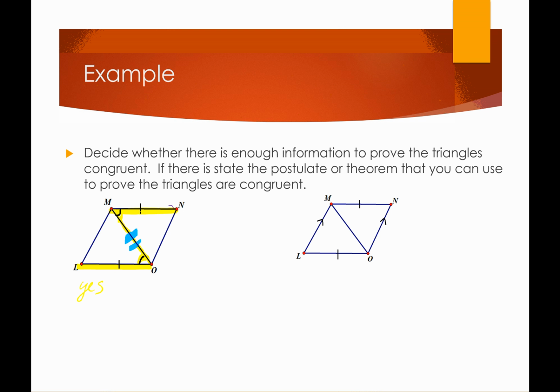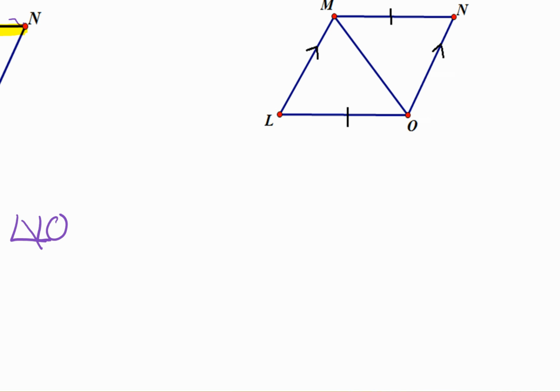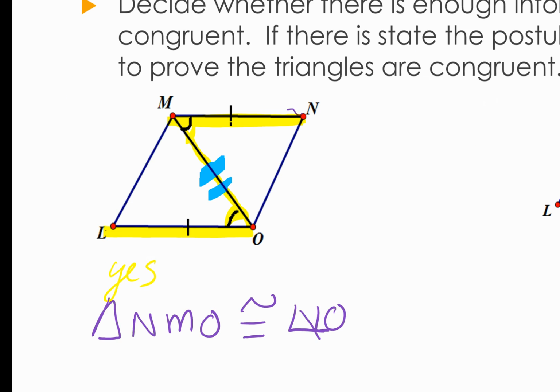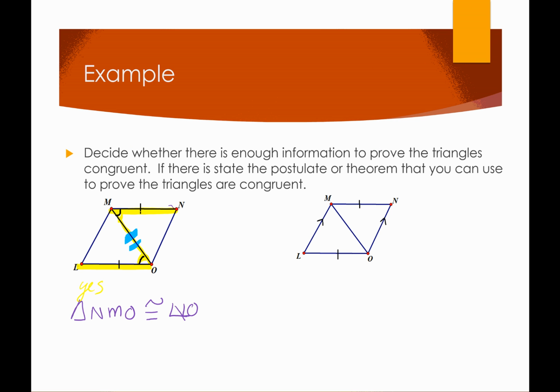So we say that yes, oops, I don't want yellow, that's hard to see. Okay, I have triangle, I'm going to start with NMO congruent to L, and with my congruent angle being the O here, triangle LOM, and that is congruent by side angle side.